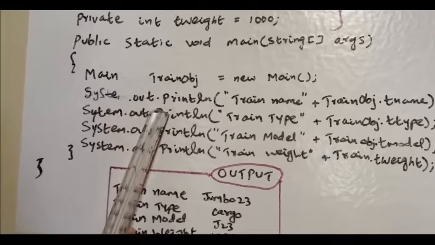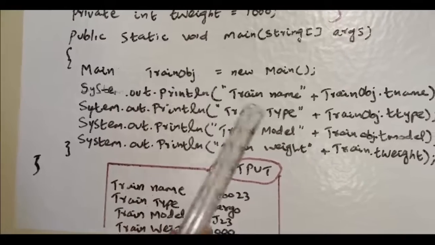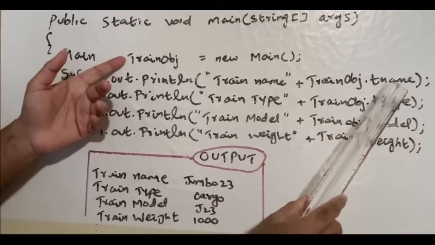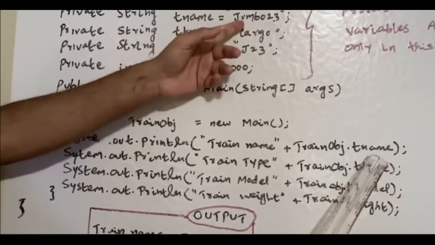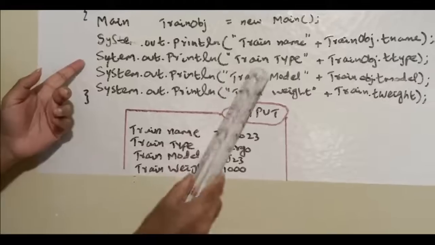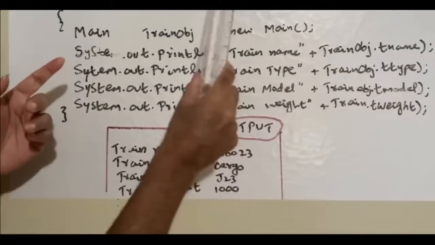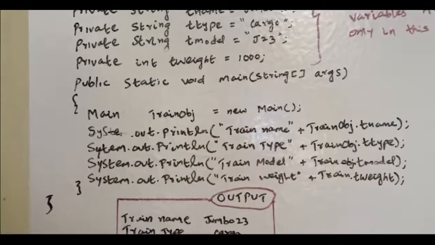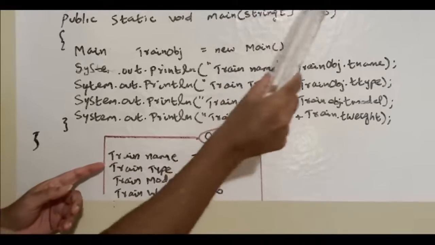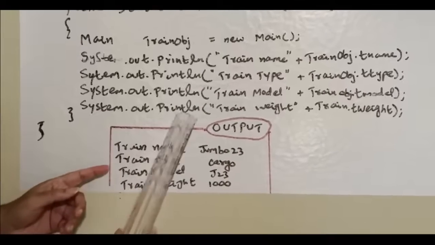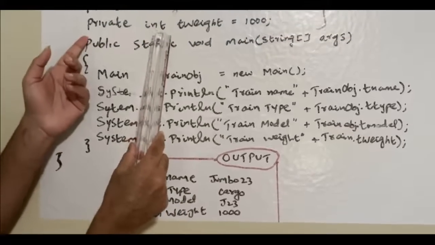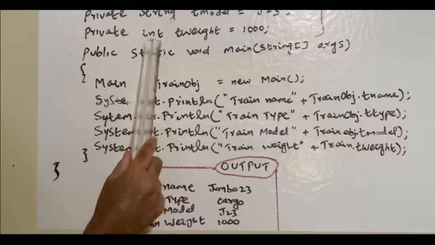So here I am printing with system.out.print. Train name is train obj, which I defined here, dot train name, it goes here, Jumbo 23. So train name Jumbo 23. Same thing, train type is a variable, cargo. Train model J23, same thing, model J23. System out, train weight is 1000, which we defined here. So we had 3 string variables and an integer, all private.